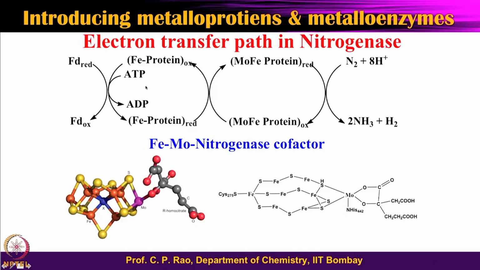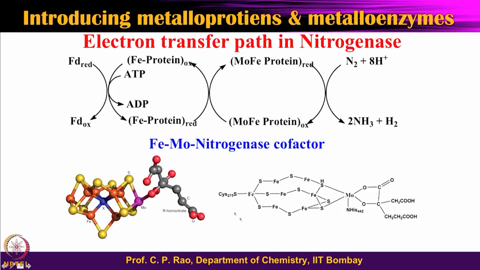So, the electron path is from the reduced ferredoxin to the oxidized iron sulfur protein, and from the oxidized iron sulfur protein to the reduced molybdenum iron protein. This is nothing but the cofactor, and then in the cofactor it goes to the molybdenum center, and at the molybdenum center it goes to the nitrogen, and the nitrogen goes to the ammonia.